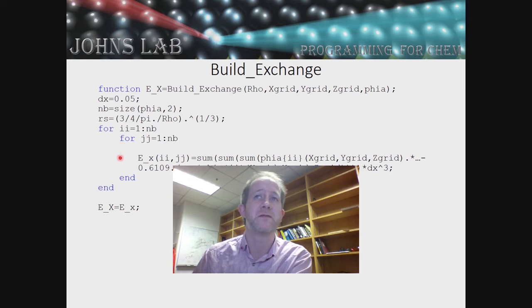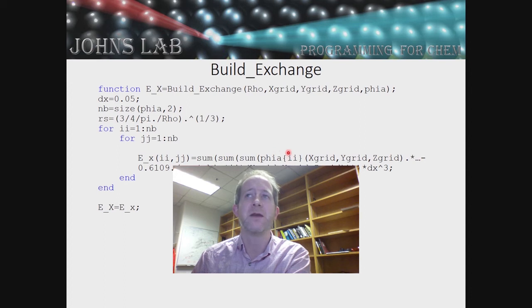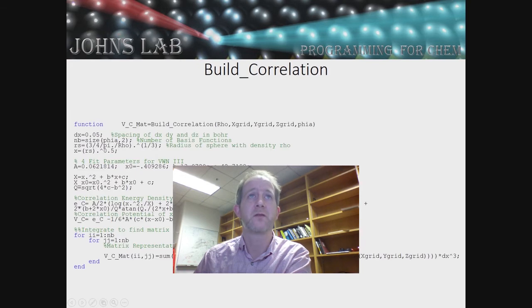And now we're going to loop over each of our basis functions, and we're going to evaluate the integral over phi i at x, y, and z times our exchange correlation potential, which is just 3/4 times the exchange correlation energy, times phi j. We sum over all of those, sum over x, sum over y, sum over z, and multiply it by dx cubed. So we're just doing a Riemann sum, and that will be our exchange potential matrix. Let's go to the next one.